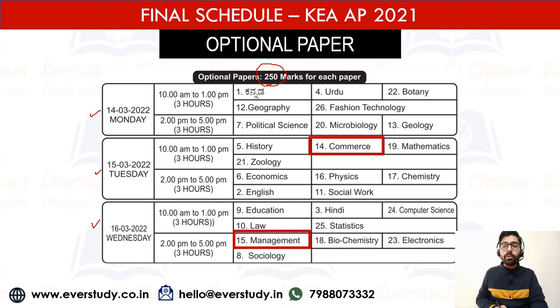So if you are talking about the commerce paper, it is going to be conducted on 15th March 2022, and this is going to be from 10 a.m. to 1 p.m. And if you are preparing for management, then we have this date of 16th of March, and the exam is going to be from 2 p.m. to 5 p.m. again a 3-hour paper. So this is going to be your main deciding paper which is going to decide whether you are going to succeed in this examination or not.